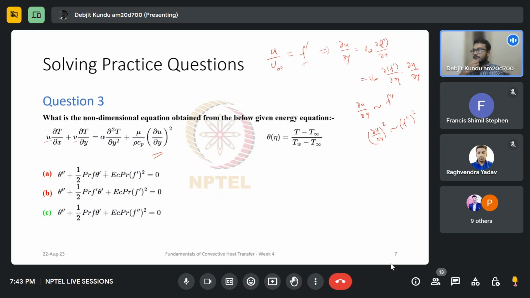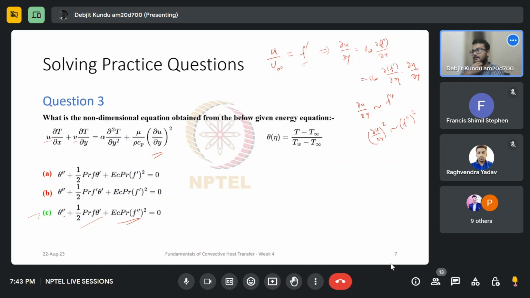So in these three equations, it's only option C which has an f'' squared term. You understand, right? So that's why option C would be the correct answer. And the rest of it, you are always welcome to fully non-dimensionalize this. The f's and f primes would simplify finally to give only a term containing f and not any f prime.